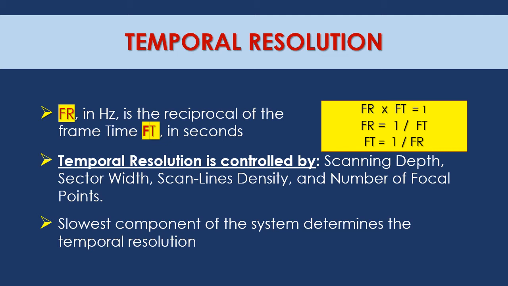All right. Also, it is well known that the slowest component of the system determines the temporal resolution. For example, if the scan converter is slower in processing, the frame rate will decrease. If the receiver goes slower, I will get a decreased frame rate. So the total frame rate follows how fast each component in the ultrasound machine is.